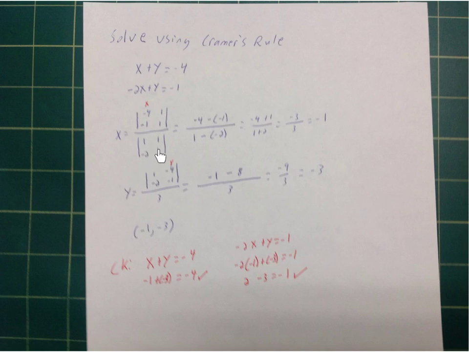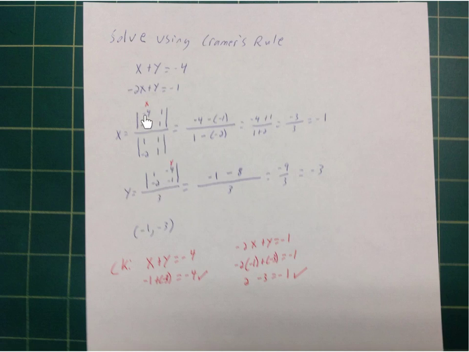So how do you evaluate this bottom determinant? It's this product minus the other diagonal product. This product would be 1. The product of the other diagonal will be negative 2, and we subtract. So it'll come out to 1 plus 2, or 3. This one has the same value in the denominator.